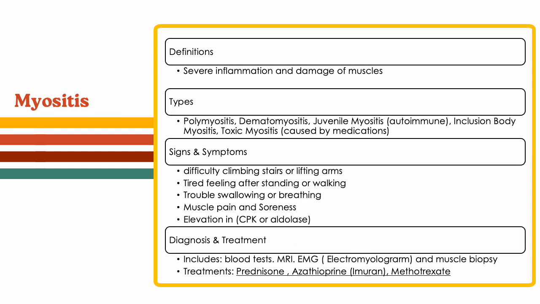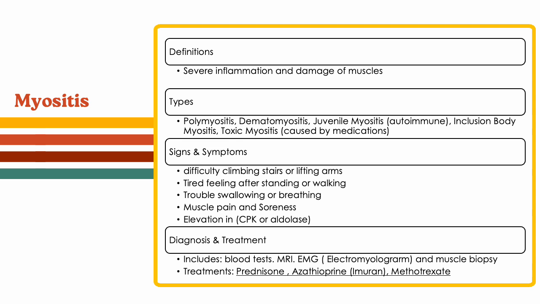Next, we have myositis, and this is where we have severe inflammation and damage of the muscles. You have different types: juvenile myositis, dermatomyositis, polymyositis, all kinds. But the signs and symptoms will remain the same. You have difficulty climbing stairs or lifting the arms. You feel tired after standing or walking, trouble swallowing or breathing, muscle pain and soreness, and you'll have elevations in your CPK. As far as diagnosis, of course, it'll include the blood test, as I've mentioned before.